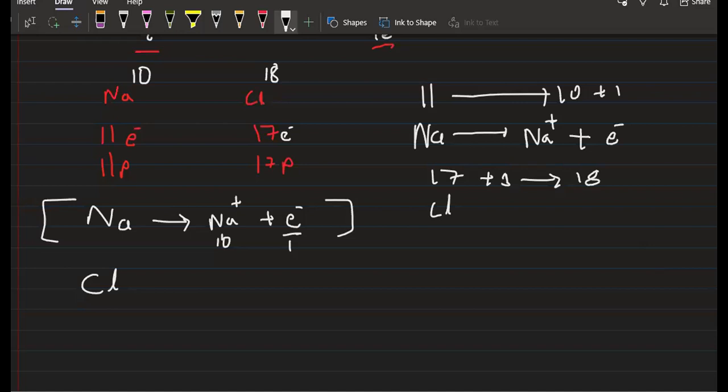Am I clear now? Okay, very good. So I'll just complete this. 17 means Cl, chlorine, plus an electron. Got it? Plus electron, it will become Cl minus.